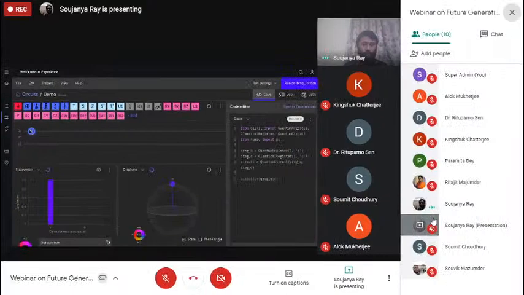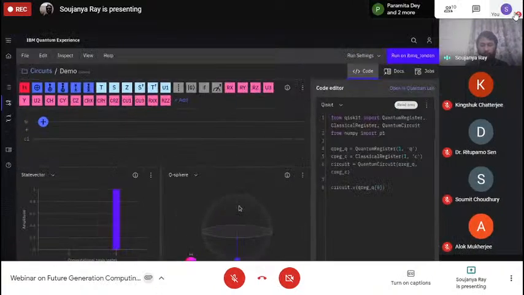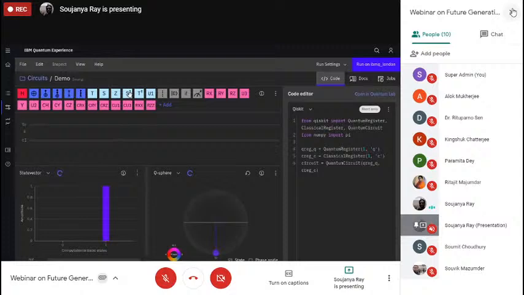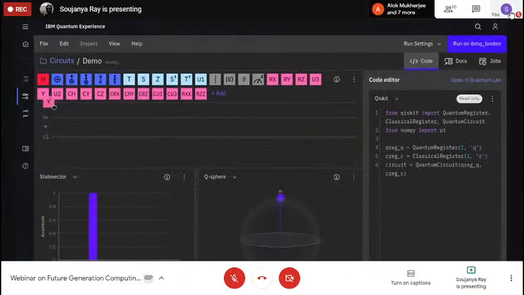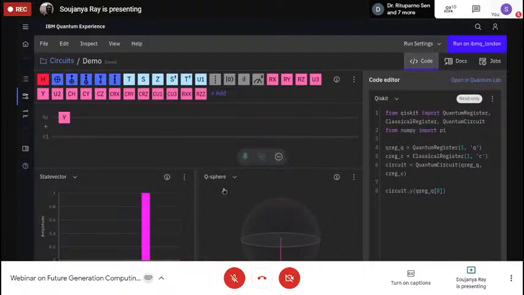And as I put the X gate, you see the vector flipped. So it was in the 0 state and it flipped to the 1 state. Now you can rotate it and see. Similarly, if I don't want this gate, I press Control Z, and if I want to check the Y gate, yeah, it does the same thing.